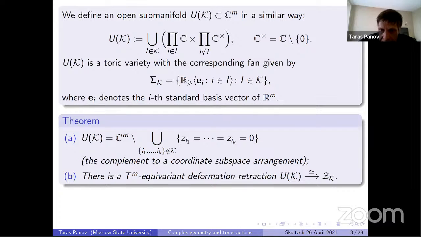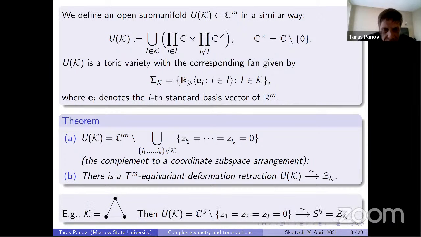Okay, but what's important for us is that this ZK is somehow the compact part of this universal toric variety. I'll illustrate it on a very simple example. When you have the boundary of a triangle, this universal toric space is obtained by throwing away coordinate planes corresponding to non-simplices. In this case there is only one non-simplex, 1, 2, 3. The whole thing is not a simplex, so you have to throw away Z1 equals Z2 equals Z3 equals 0. So your U of K is just C3 without 0. And of course it deformation retracts onto a 5-dimensional sphere, which is the moment angle complex.